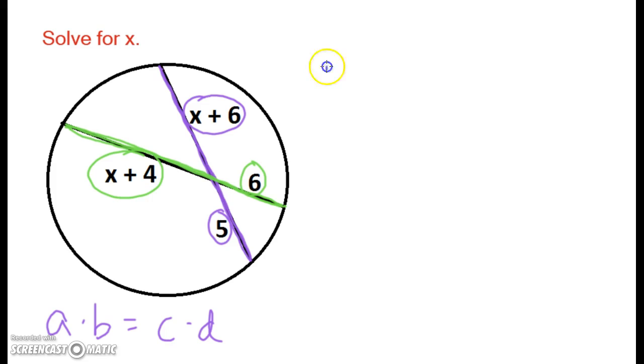I would do 5 times, so I've got to multiply the 2 purple pieces together. So 5 times (x plus 6) is equal to, and now I'm going to multiply the 2 green pieces together, 6 times (x plus 4).